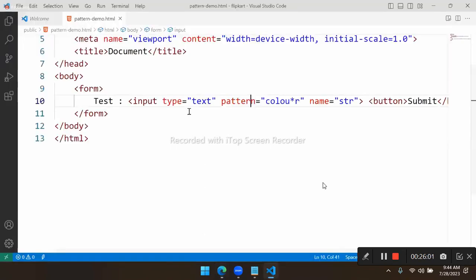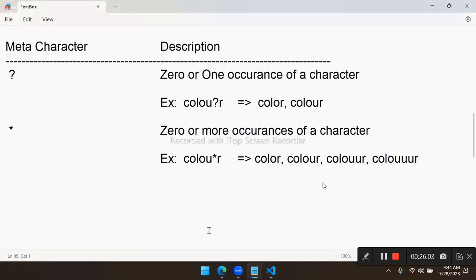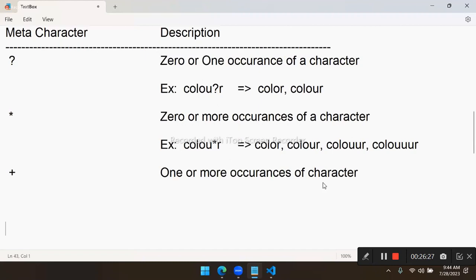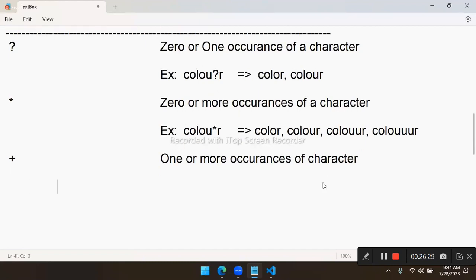So 0 or 1 occurrence is question mark. 0 or more occurrences is asterisk. We have another meta character, plus. Plus defines 1 or more occurrences of character. 1 or more occurrences of character.